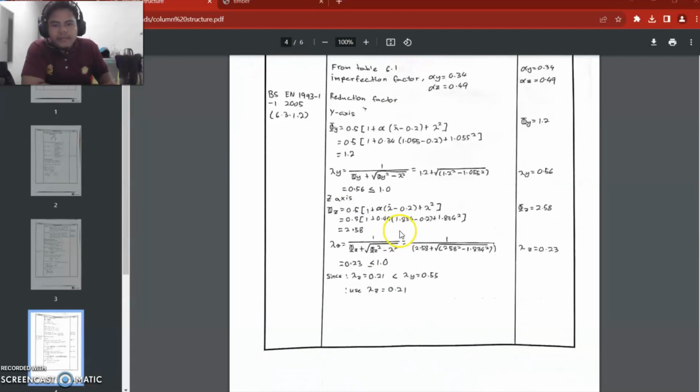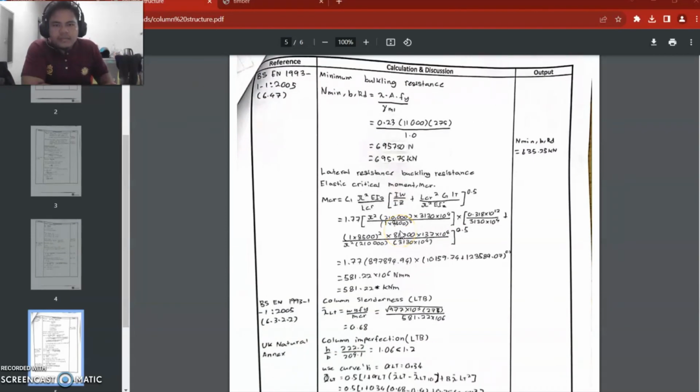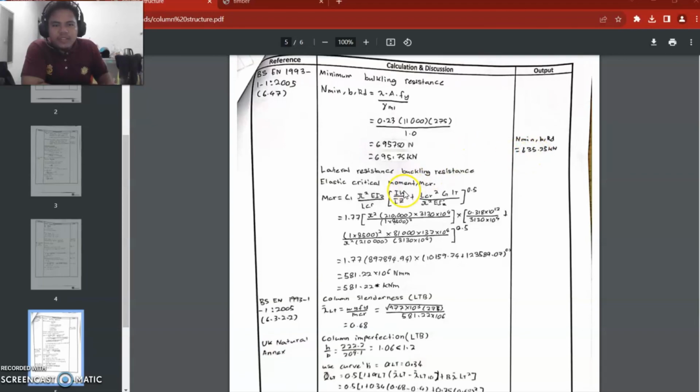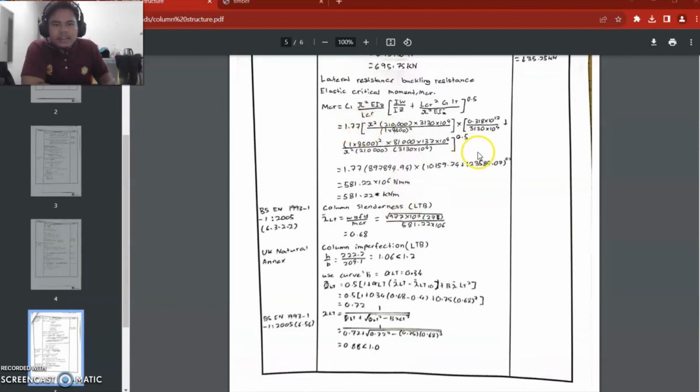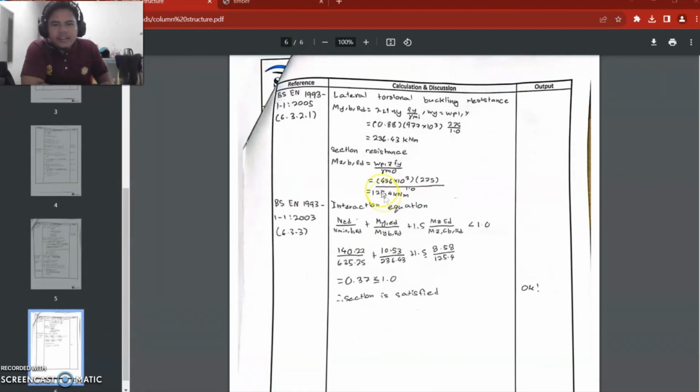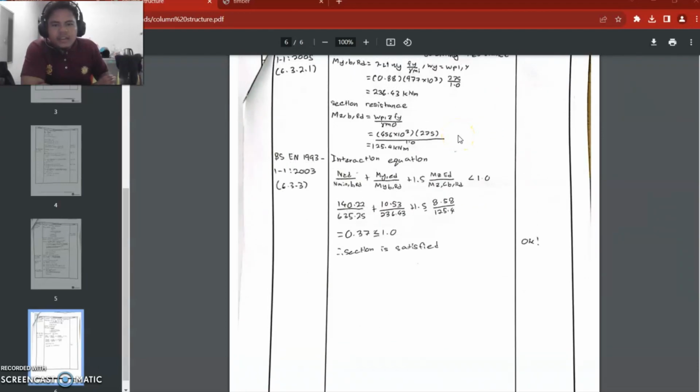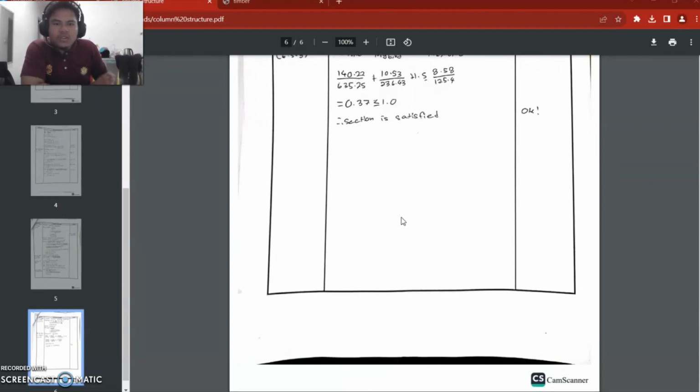reduction factor, then minimum buckling resistance, which is 635.25 kilonewton. Then MCR, which this is. Then the column slenderness, then lateral torsional buckling resistance. Then after that, the comparison of insertion equation section for certified okay or not.